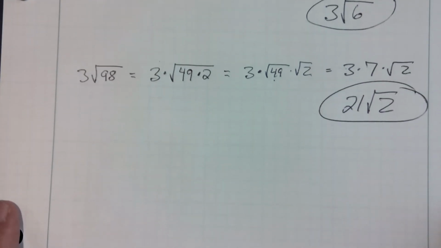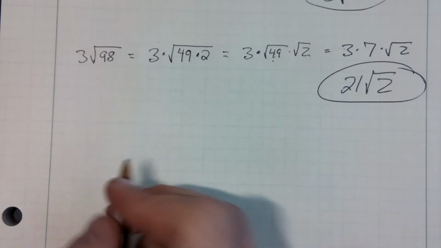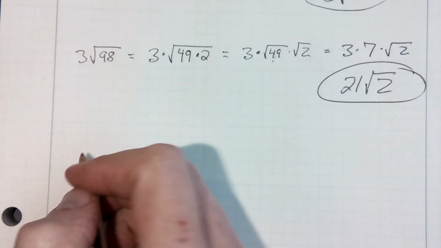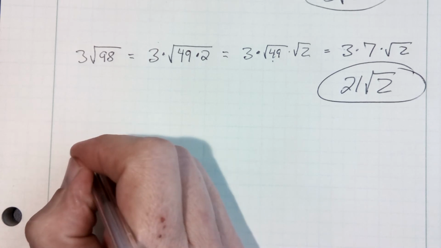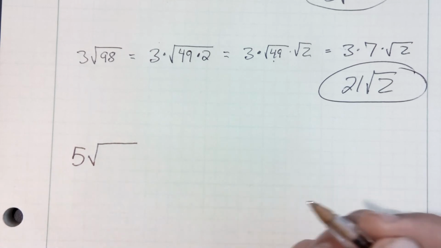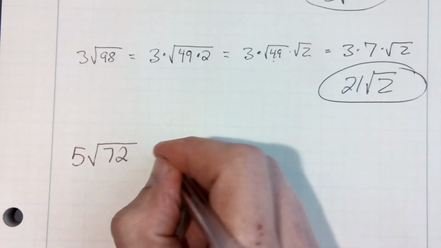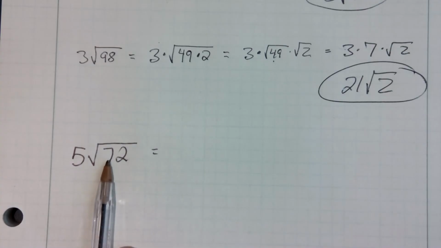Let's do one more, and hopefully this will be enough to get you going. And if you have questions, you can always bring them to class. Let's do something like, I don't even care, 5 times the square root of 72. Okay, 72 is not a perfect square.